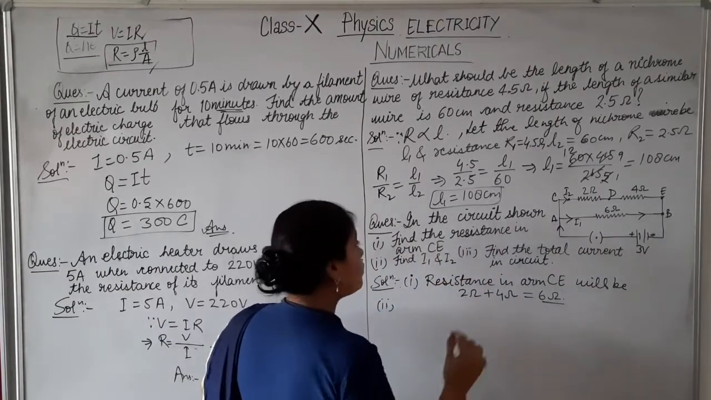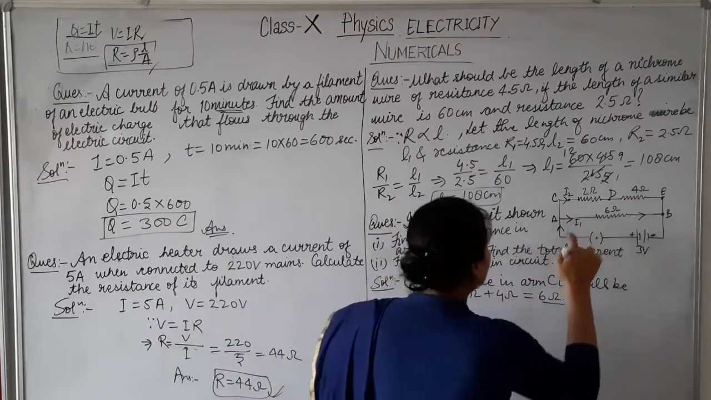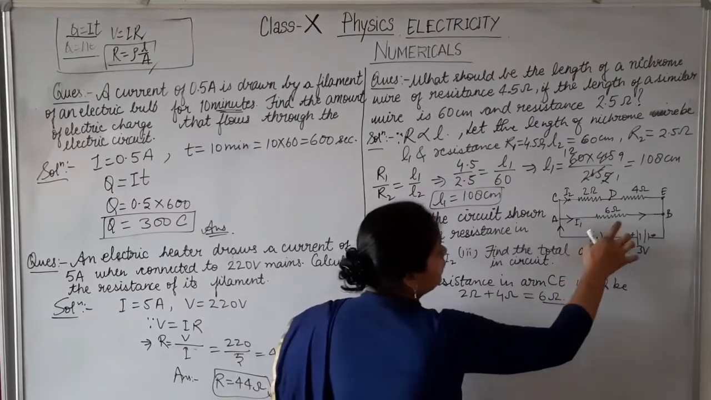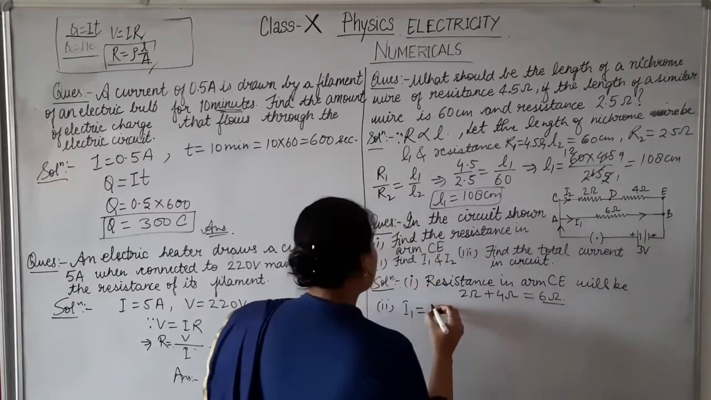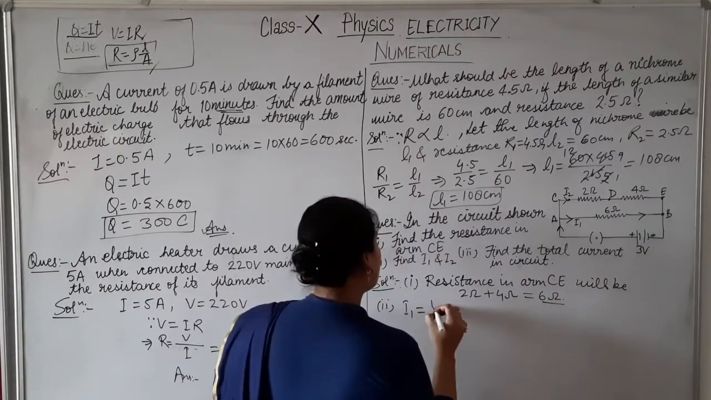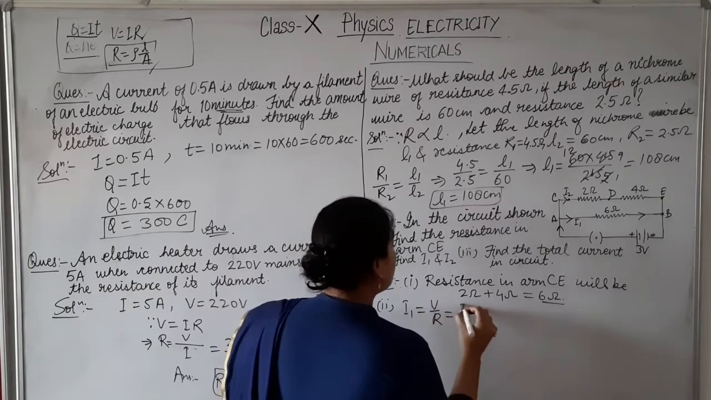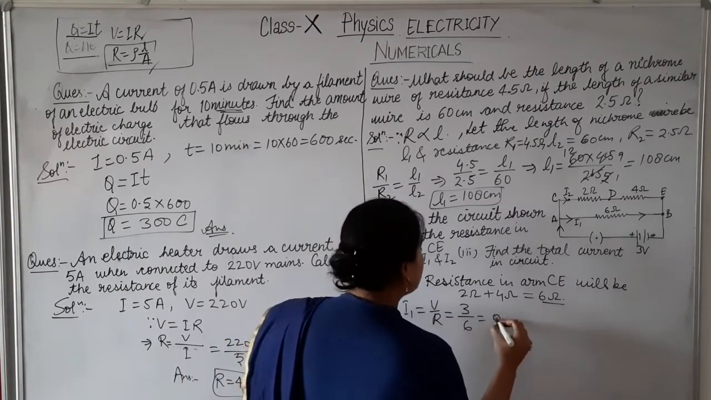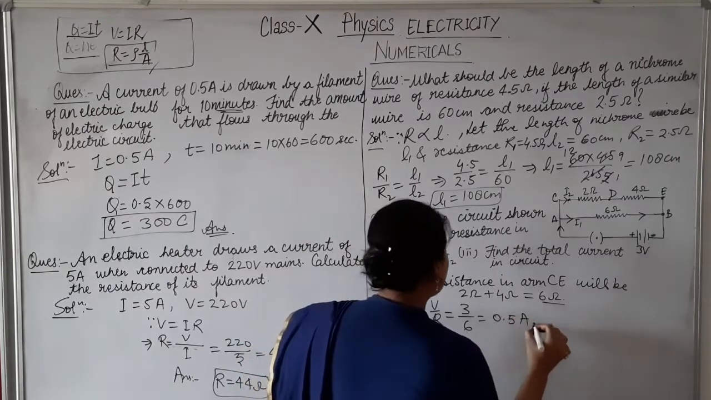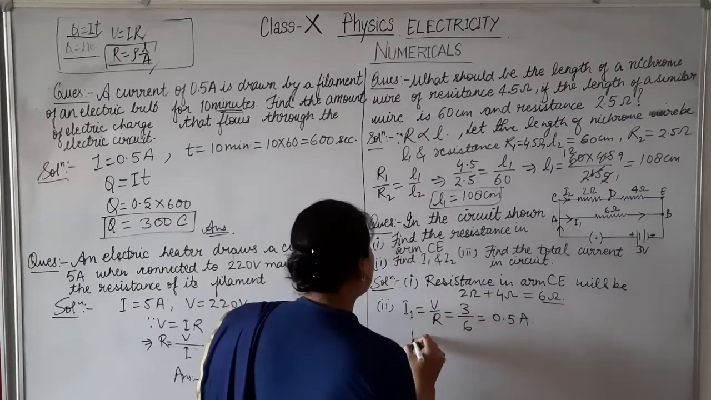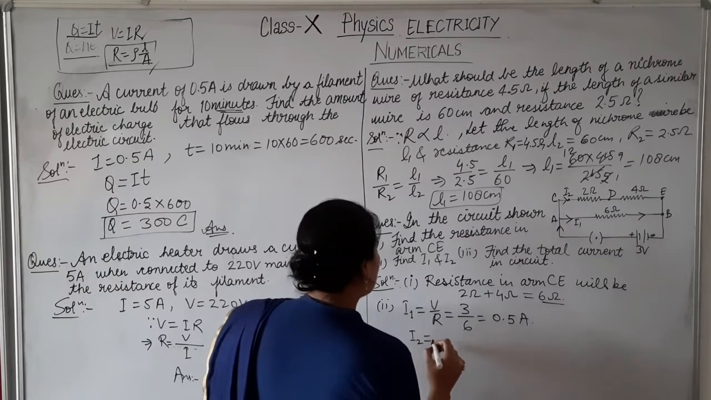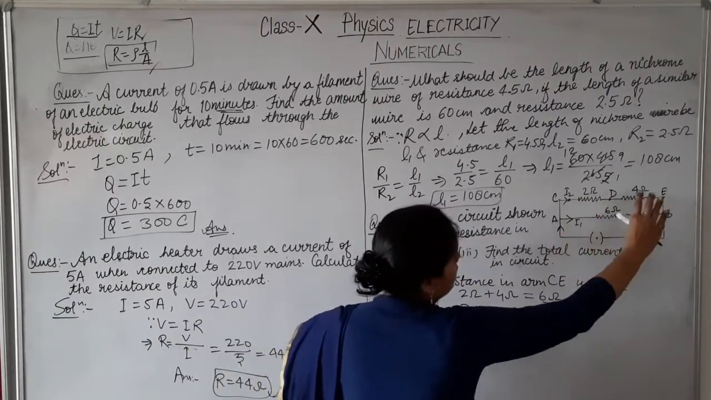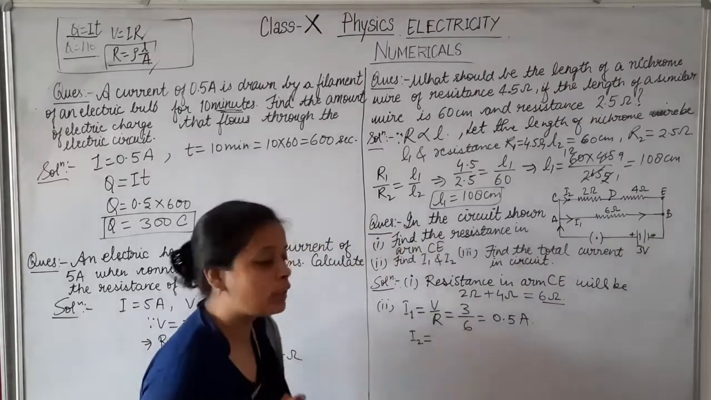If we find I1, which resistance is going to work? This 6 ohm. So I is equal to V by R. V will be 3 and R will be 6. It will be 1 by 2, means 0.5 ampere. Means I1 will be 0.5 ampere, while for I2 we have found the resistance.